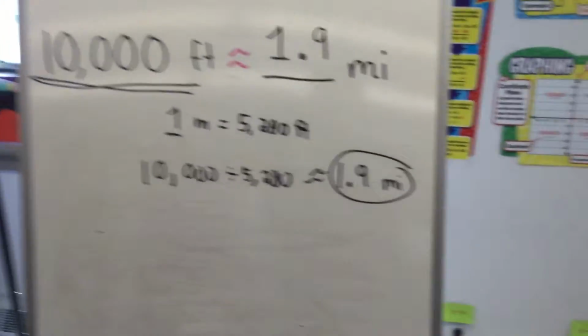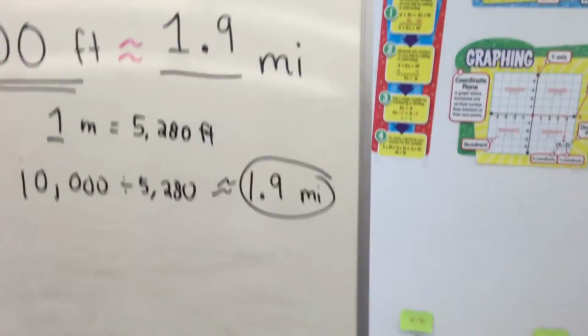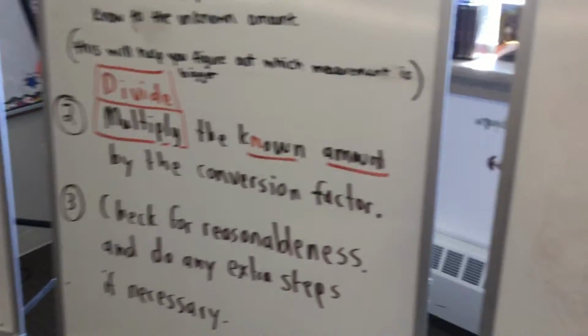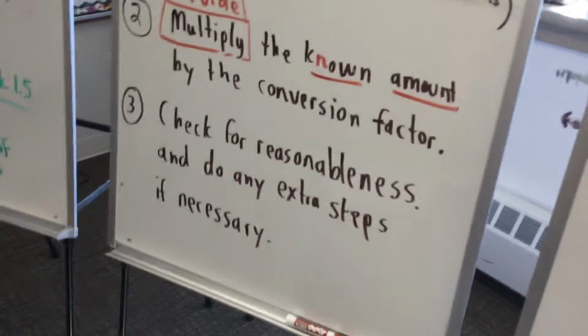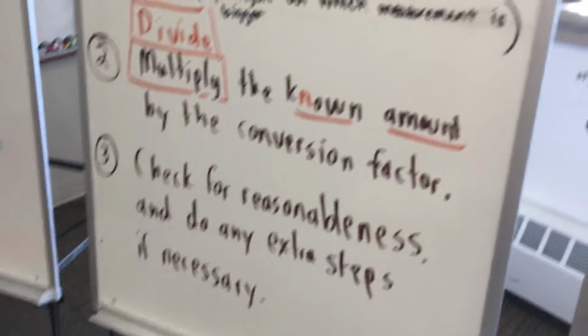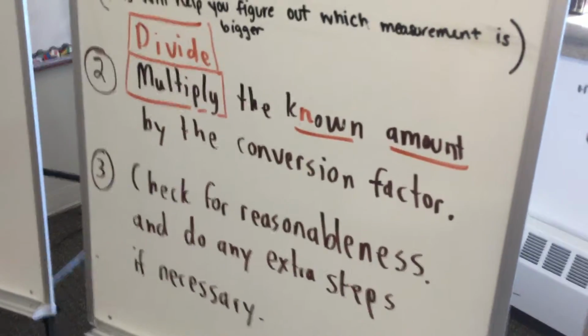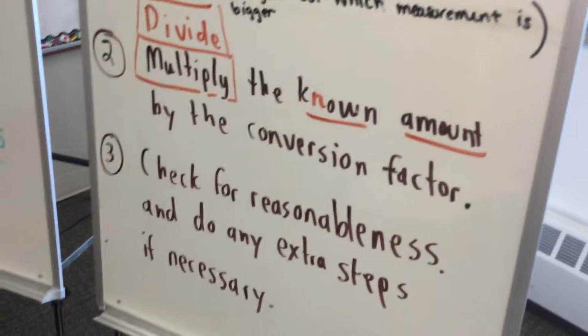Okay, there is a conversion factor. All right. Now, one thing as I erase this, you always want to check for reasonableness. You want to ask yourself, do I need to do any other extra steps? Sometimes you'll have double conversions.